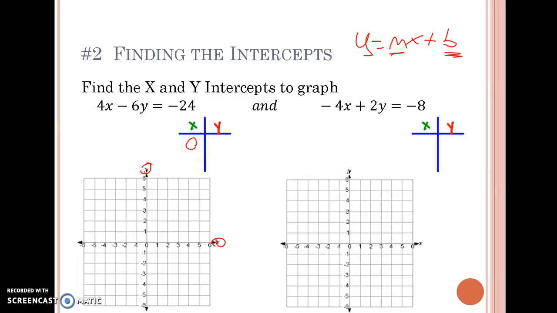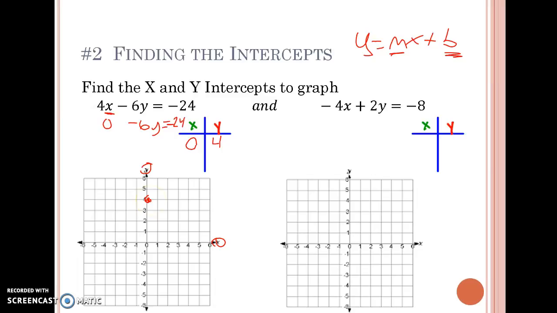So to figure out what the y-intercept is, we're going to plug a 0 in for x. So if we plug a 0 in for x, that means this x right here is going to be 0. And 4 times 0 is just 0. And so then we'll just have -6 times y equals -24. And so we're going to figure out what y is. If I divide both sides by -6, I'll have -24 divided by -6, which is +4. And so the y-intercept is right here at +4.